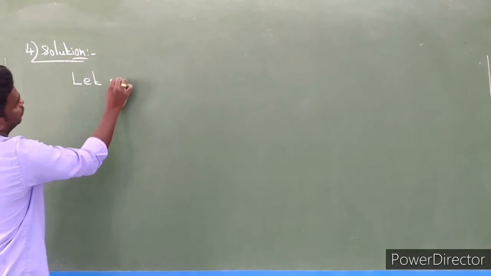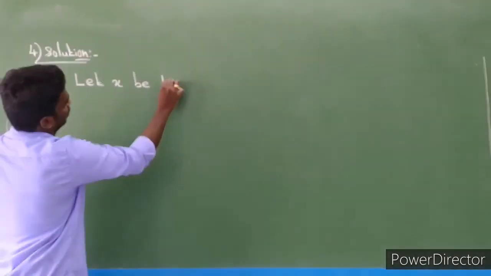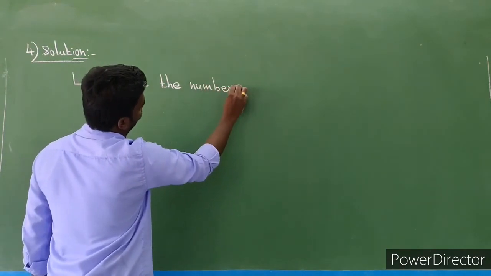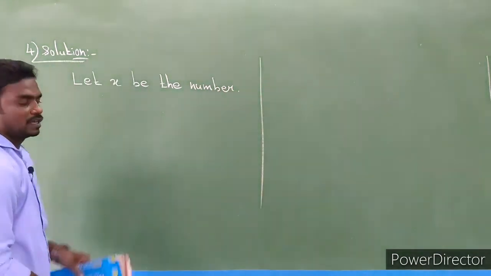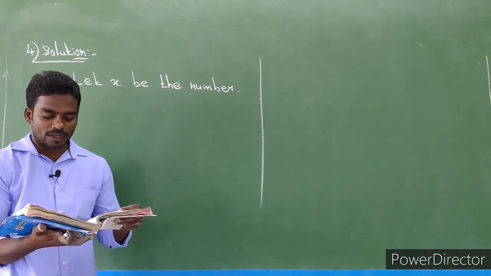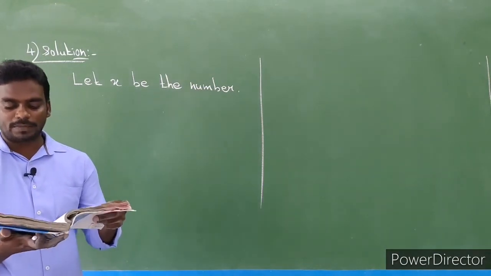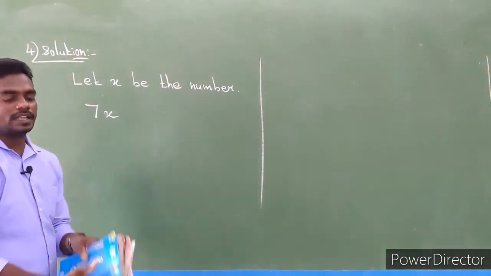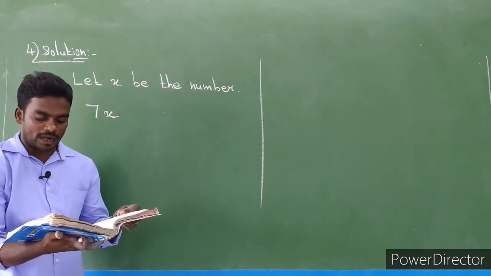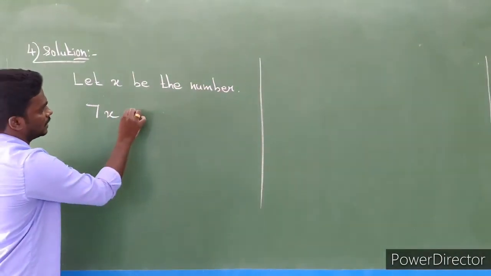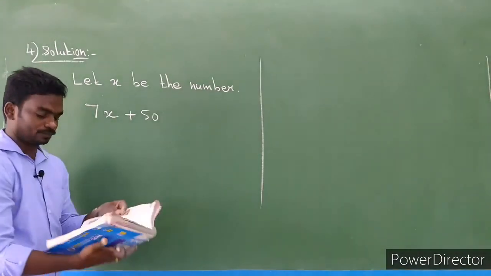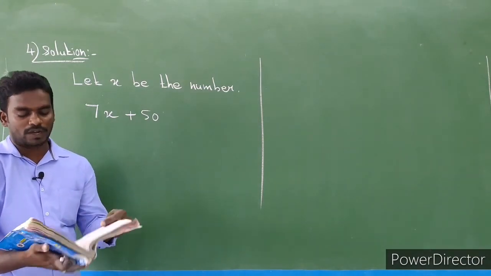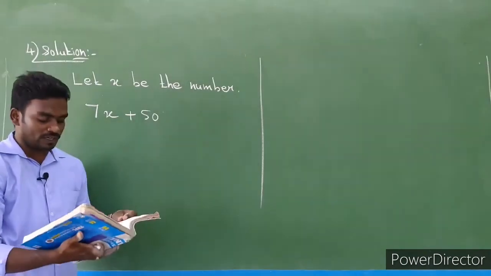Let x be the number. What is the condition given? I am a number, tell my identity, take me 7 times over. So 7 times over means 7 multiplied by x. Take me 7 times over and add a 50. To reach a triple century, you still need 40. To reach a triple century, we need 40.